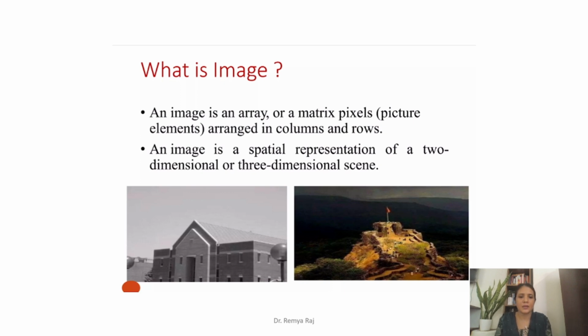First of all, we should know what an image is. An image is an array or a matrix of pixels arranged in columns and rows. We know how a signal is, right? A signal is a one-dimensional array only. So an image is a two-dimensional array, consisting of both columns and rows. It is a spatial representation of a two-dimensional or a three-dimensional scene.